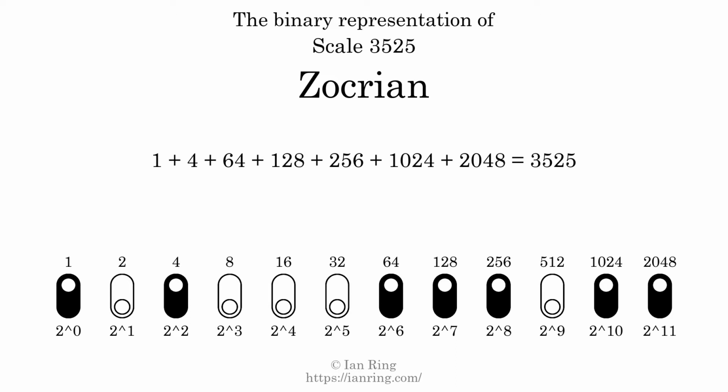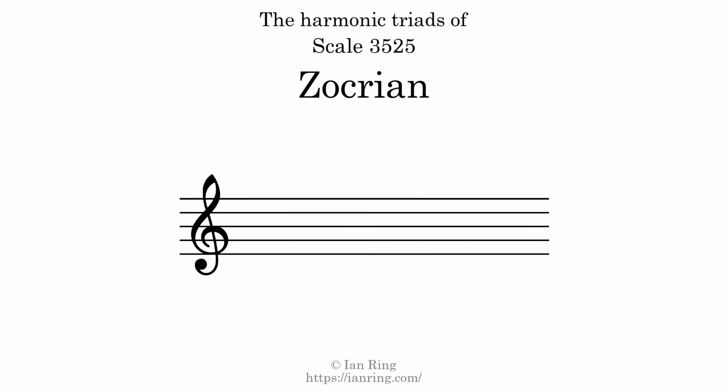The powers of 2 that are present in the scale, all added together, equals 3525. That is why the scale number, in decimal, is 3525. The scale number not only enumerates the scale with a unique index, but it also literally describes the tonal content of the scale. Represented as a binary number in base 2, the scale number is 110111000101.